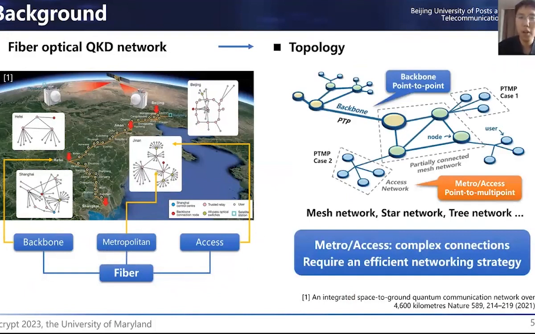Here is the network topology. The topology of the backbone network is point-to-point, while the metropolitan and access networks include many point-to-multipoint connections, which is more complicated. The network nodes within the metropolitan distance can be connected with mesh, star, and tree networks. These complex connections raise the requirement of networking efficiency.